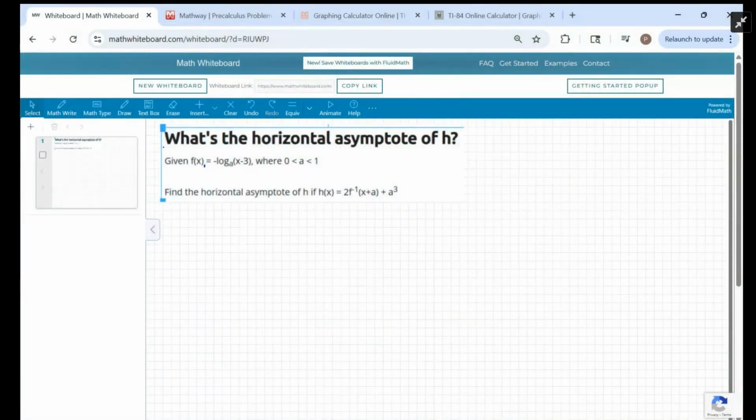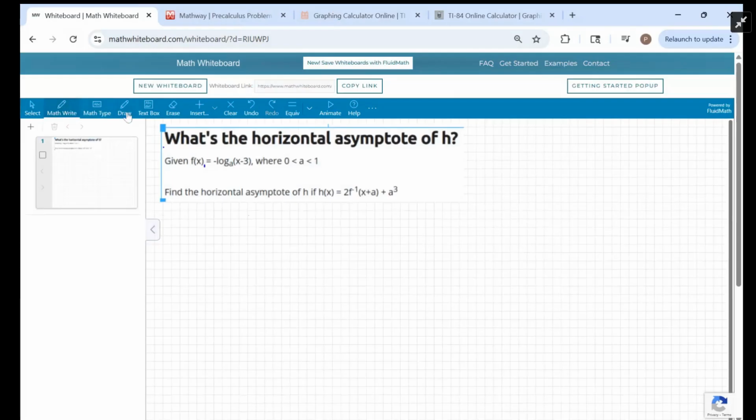All right, another log problem. If f of x is negative log base a of x minus 3, where a is between 0 and 1, find the horizontal asymptote of h of x, if h of x is 2 times f inverse of (x plus a), plus a cubed. So h of x is given to us not exactly in terms of f inverse of x, but in terms of f inverse of x plus a.